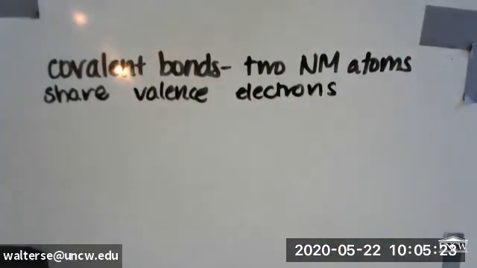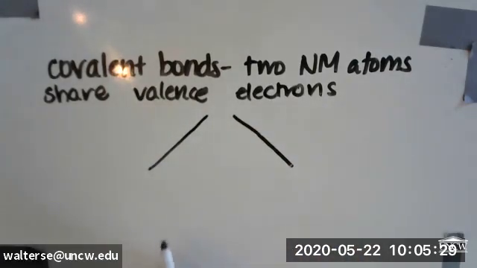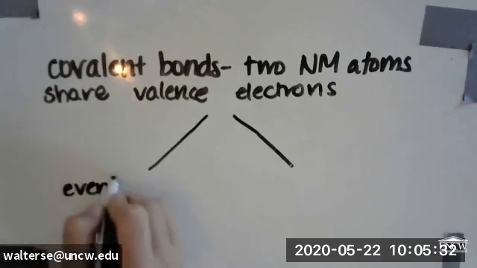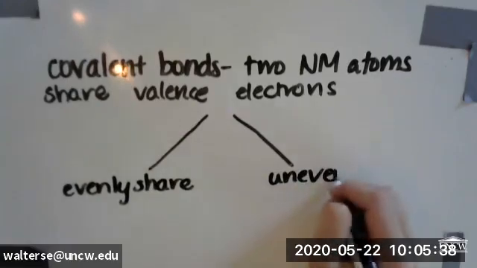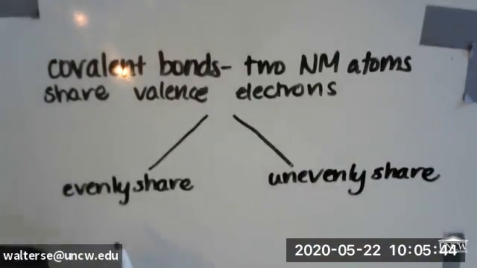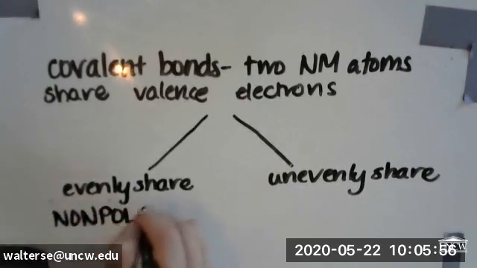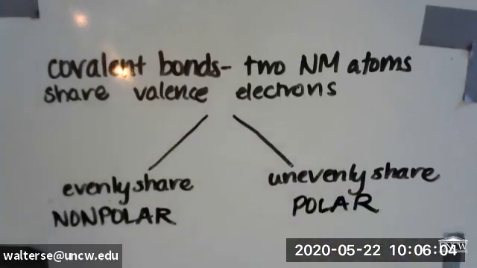Okay. Now sharing can be done in two ways. Sharing is kind of like playing tug of war. You can evenly share, or you can unevenly share. When you evenly share, those are going to be nonpolar covalent bonds. Unevenly shared are going to be polar covalent bonds. Okay.